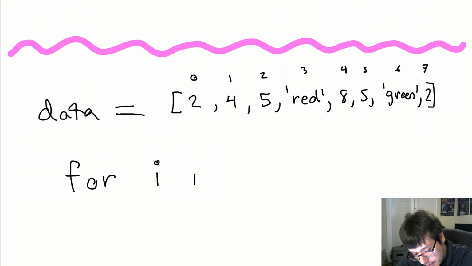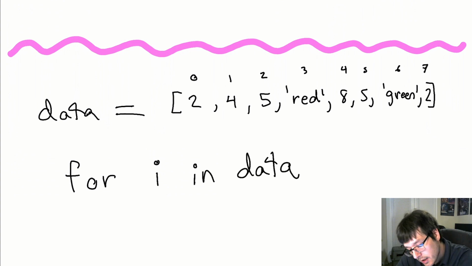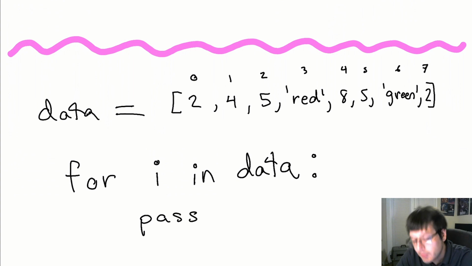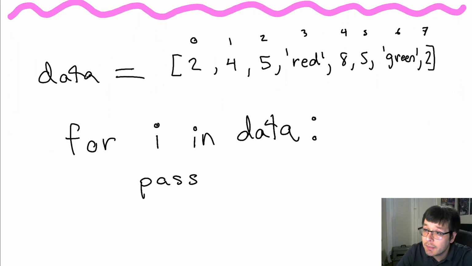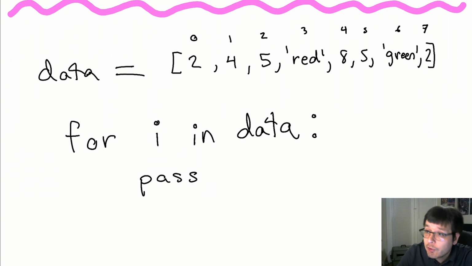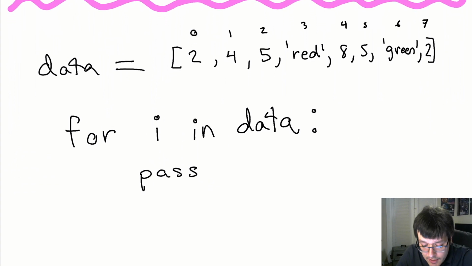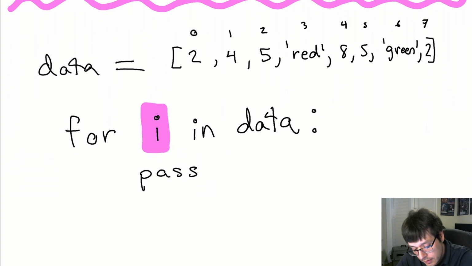i in data. Okay? For now, I'm going to put nothing in my loop, so I'm going to write the pass statement. Remember that? That's just kind of like an empty statement. We're going to fill it in with stuff, but just for now. This here is your basic for loop. There are two major components that you need to understand: this i here, and of course the usage of the word data here.